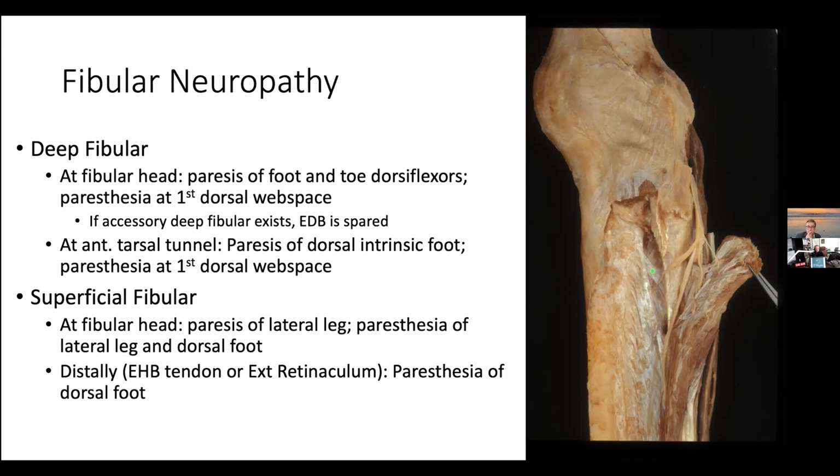I guess I should also point out that rarely there is a motor branch of this superficial fibular that might be compromised at the fibular neck, right? That's not typically the way that it happens, but it's possible. And so your patient might experience weakness in eversion if that were the case. But again, it's pretty uncommon to get motor branches all the way up at the fibular neck entrapped.